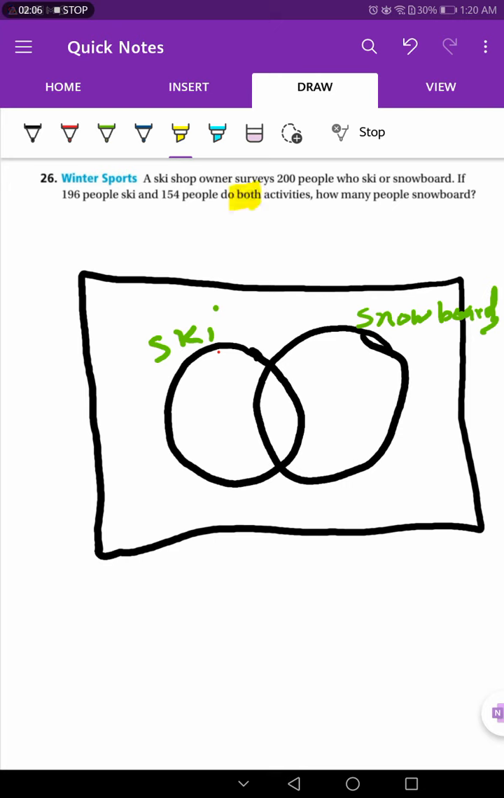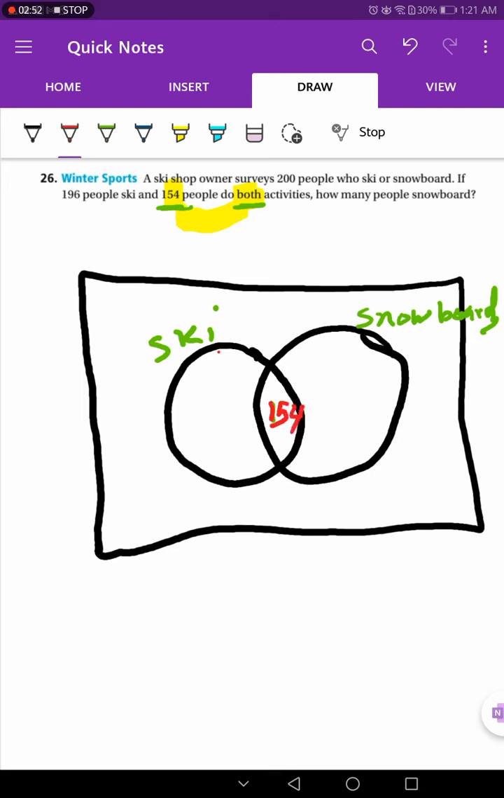You have to look for the word both, and see the number here. 154 people do both. So this is the keyword, and what is the number that represents both of these activities? So teacher, if I have another question, I have to look for both? Yes, you have to look for both and see the number that belongs to both, which is 154, and write it here in the intersection area.